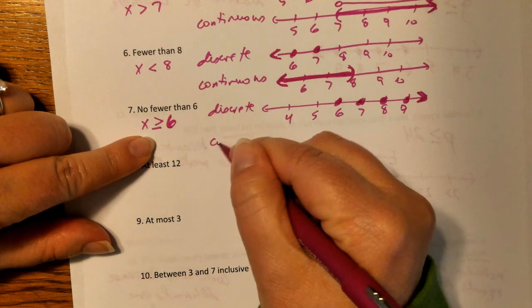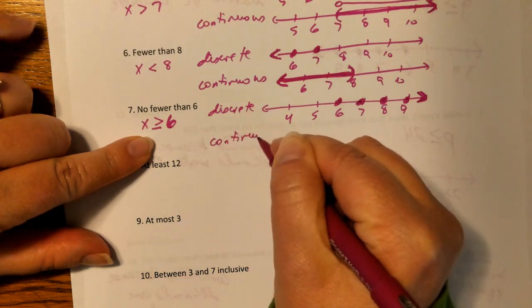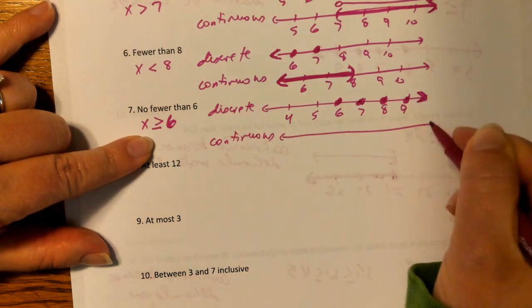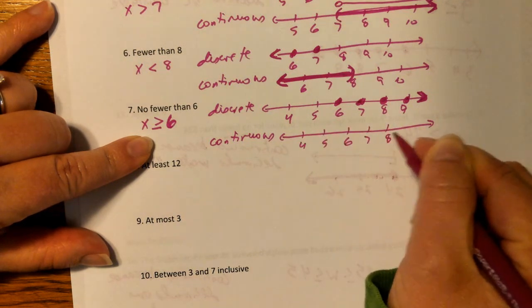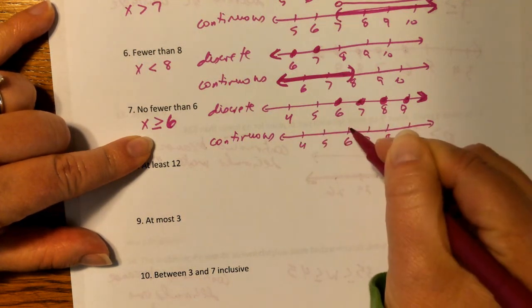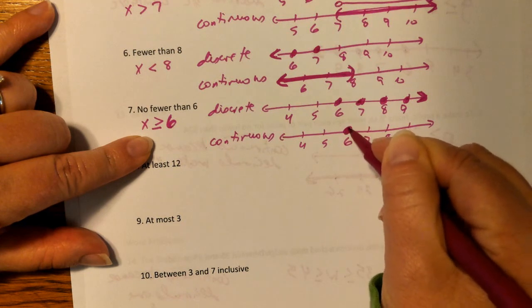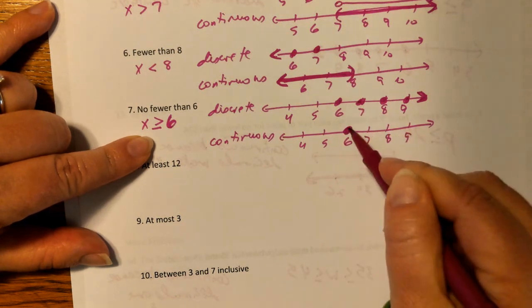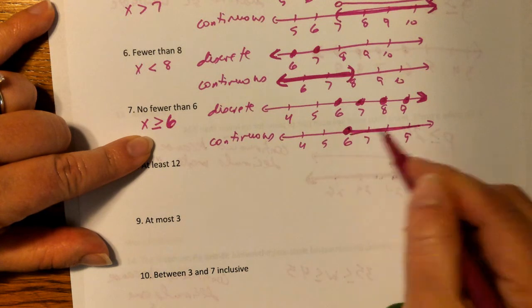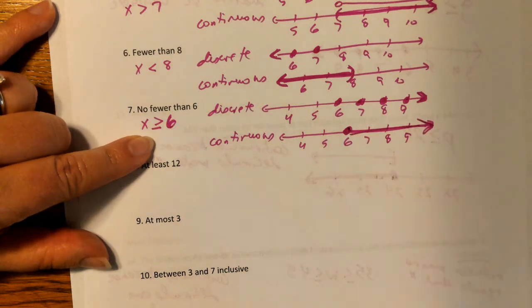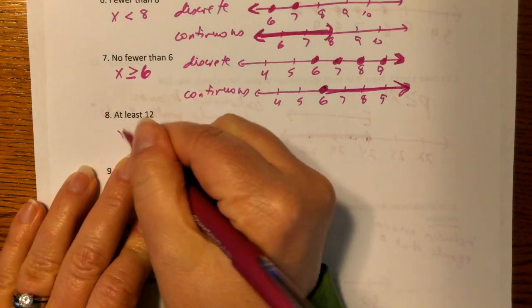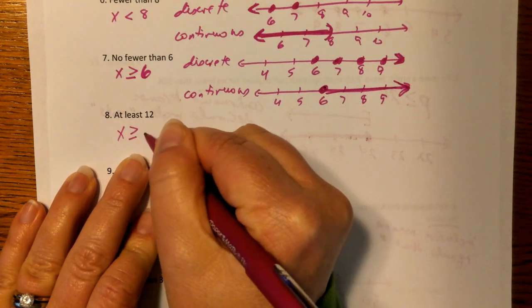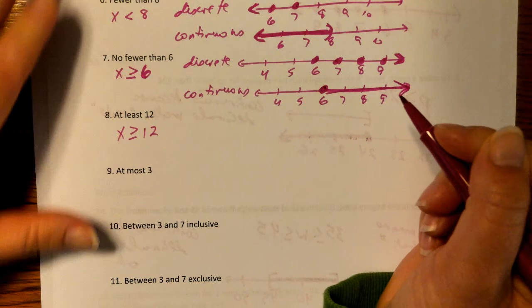Okay. If it's continuous, then I would put either a solid dot at 6 or a squared off bracket, either way is fine, to show that it equals, and go to the right. Okay. At least 12. Well, if you have at least 12, that means you have 12 or more. X is greater than or equal to 12.